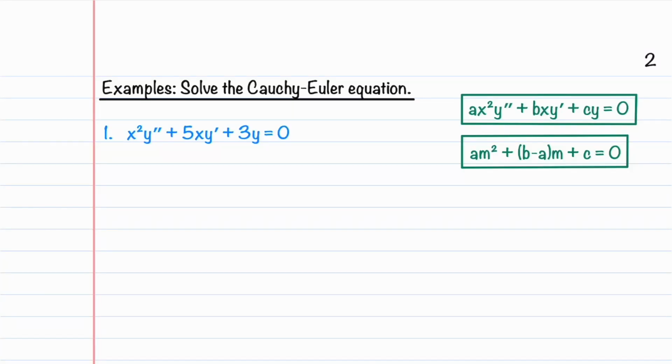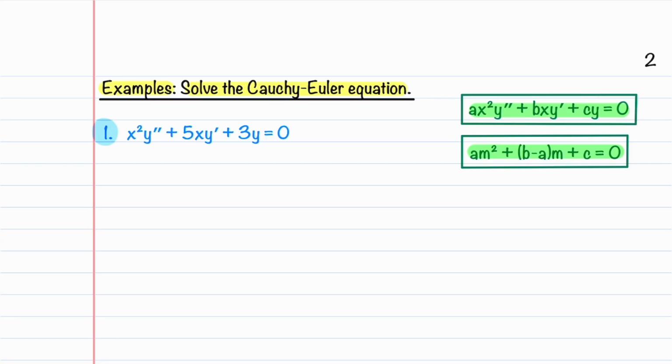We're going to walk through 3 examples where we are going to solve a second-order homogeneous Cauchy-Euler equation. Over here on the right, I put the form for a Cauchy-Euler equation of this type, along with the characteristic equation. Let's look at our first example.